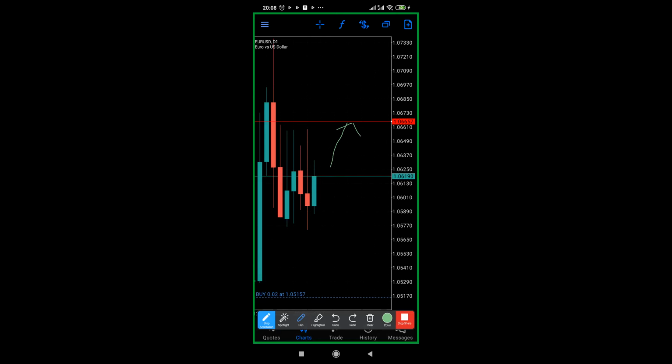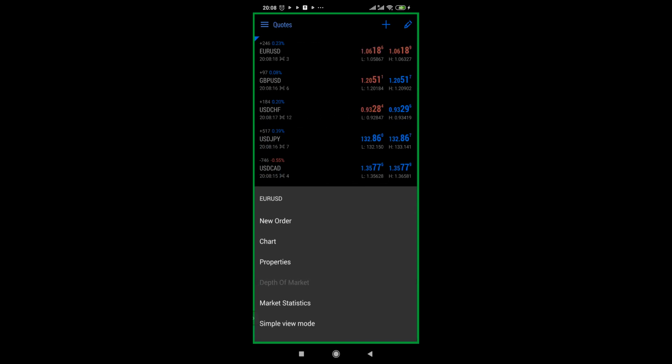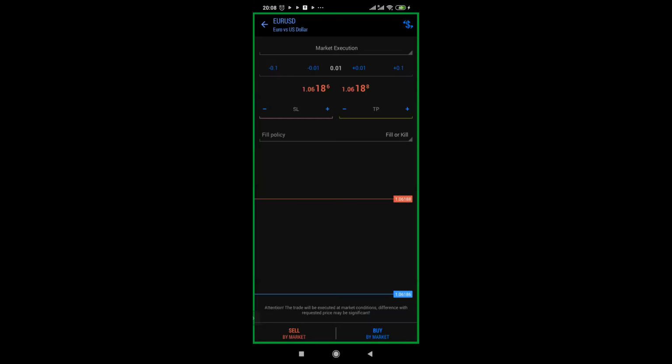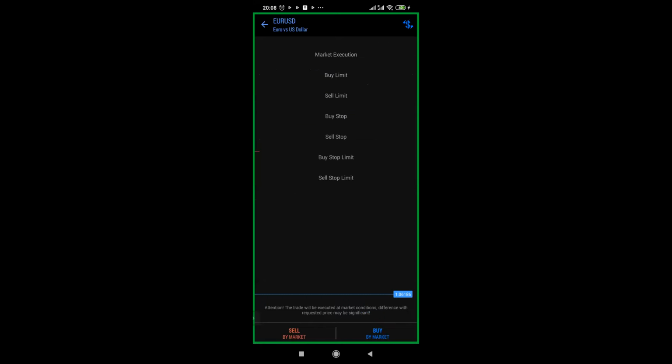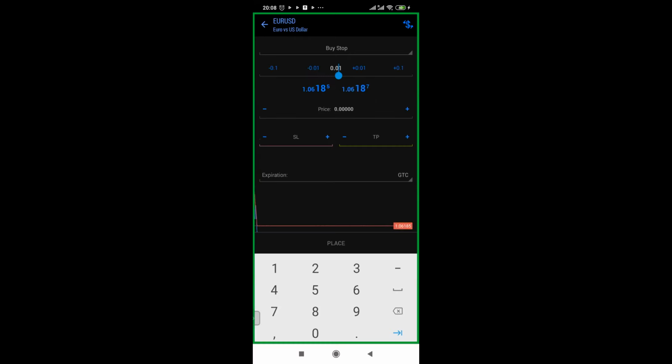So how do you do that? Very, very simple. You come to your chart, to your quotes. This is your Euro USD. Click on new order. Market execution, you change it to what? Buy stop. Remember to use the right lot size, and then they're going to ask you for the price.